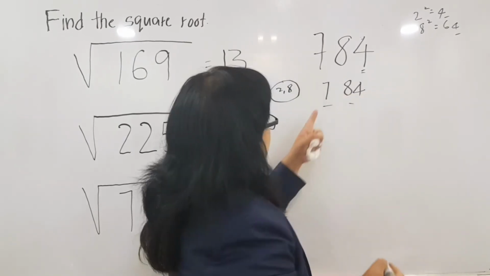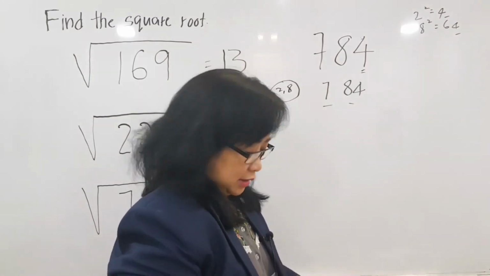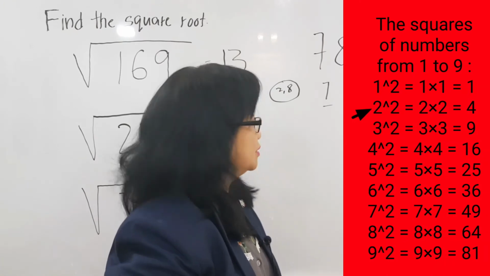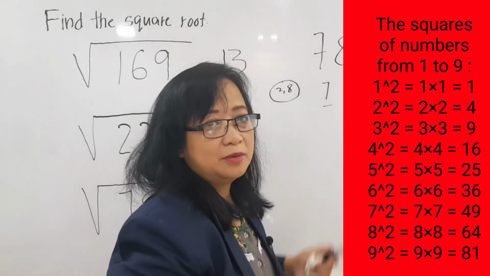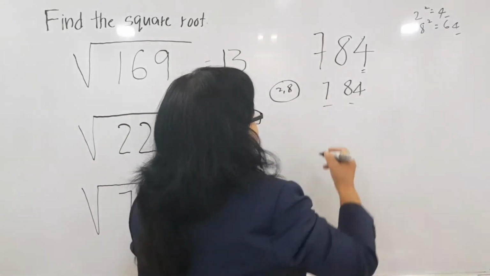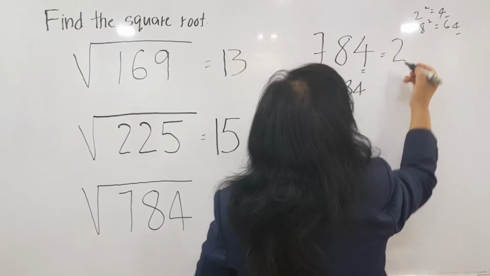Now, for 7, we have to find the squares that are less than 7. 2 squared is equal to 4. 3 squared is equal to 9. So 9 is greater than 7, so we will go to 2. 2 squared is equal to 4. Therefore, our first answer here is 2.